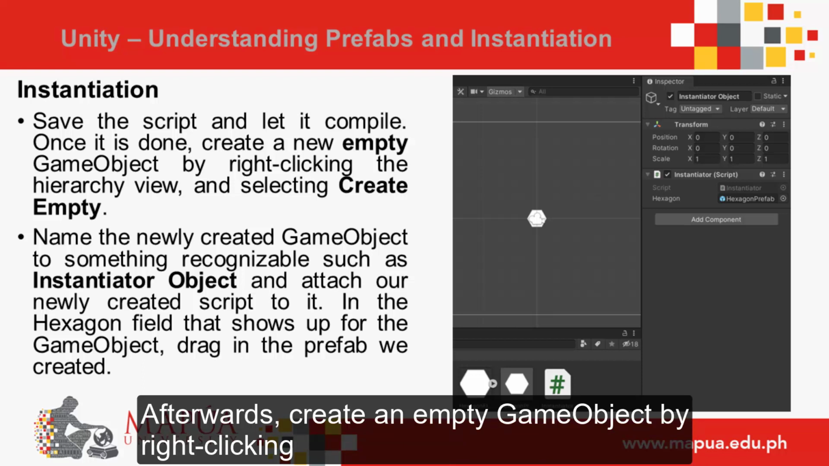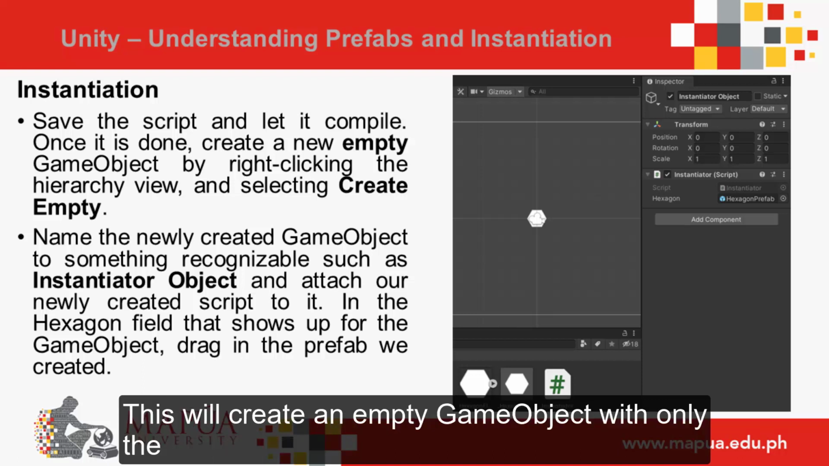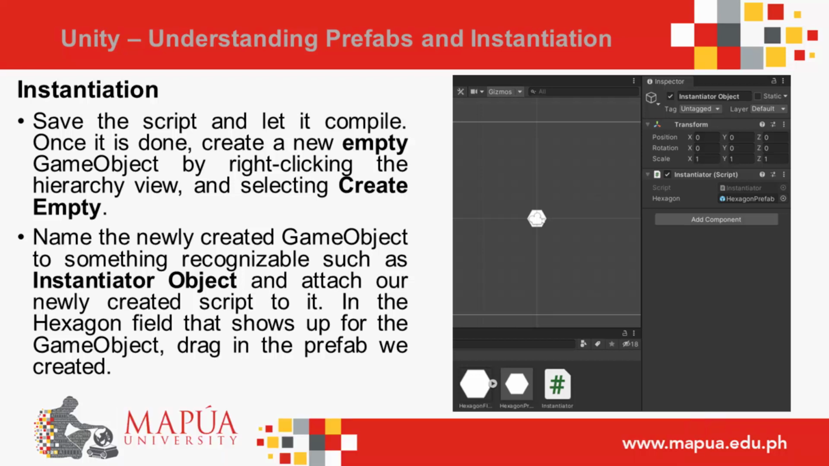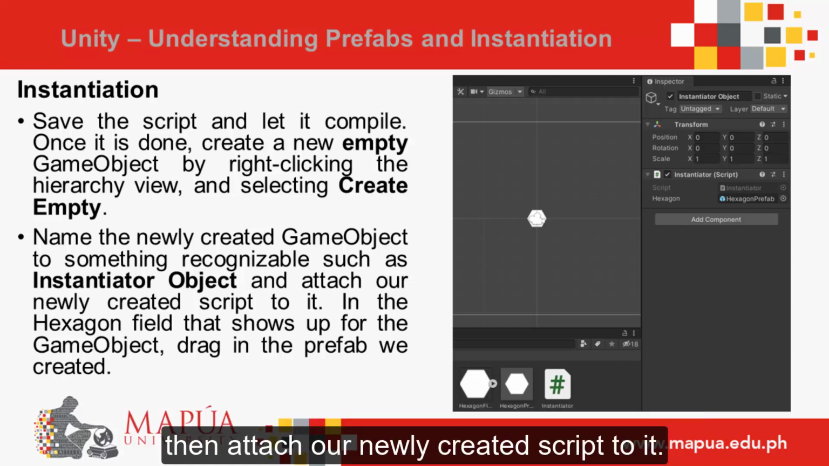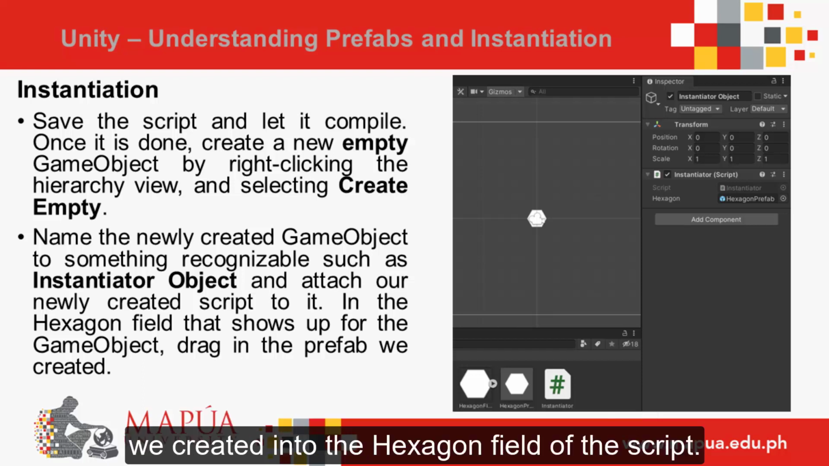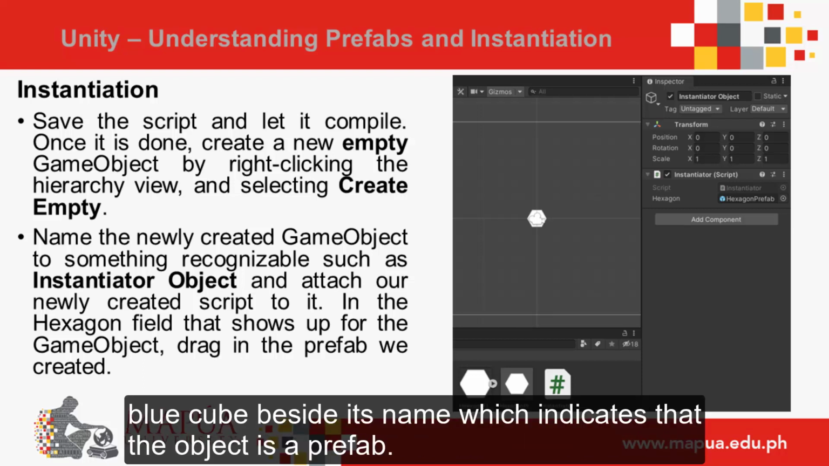Afterwards, create an empty game object by right-clicking anywhere in the hierarchy view and selecting Create Empty. This will create an empty game object with only the transform component present in the inspector view. Name it Instantiator object so it would be recognizable, then attach our newly created script to it. Next, from the inspector view, drag the hexagon prefab we created into the hexagon field of the script. You will know that you have attached a prefab because of the small blue cube beside its name, which indicates that the object is a prefab.